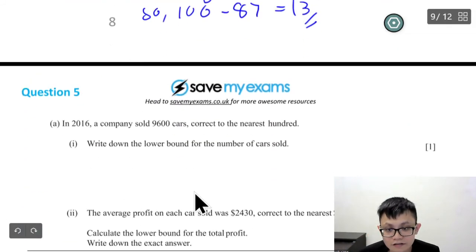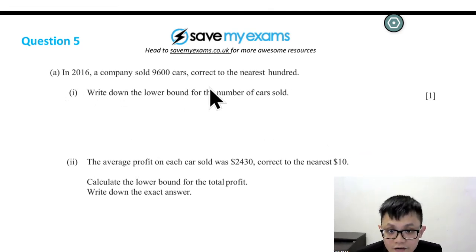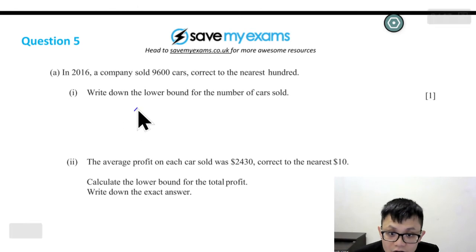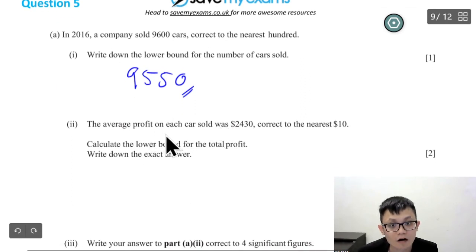Okay, so for this question number 5. In 2016, the company sold 9,600 cars. Correct to the nearest hundred. Write down the lower bound for the number of cars sold. Okay, so to the nearest hundred, so it will be 9,550. Okay. The average profit on each car sold was 2,430.